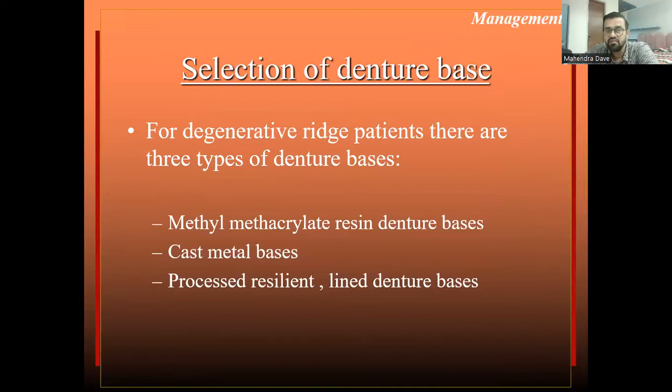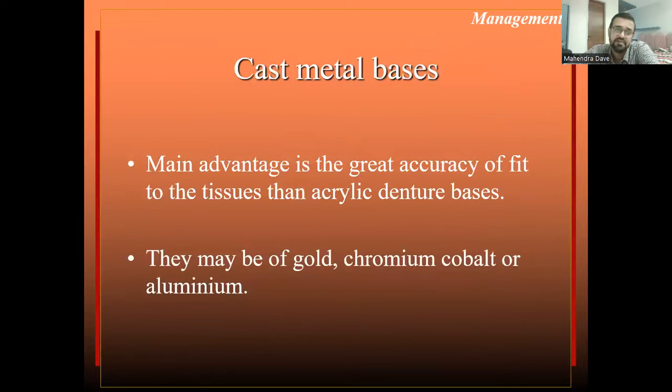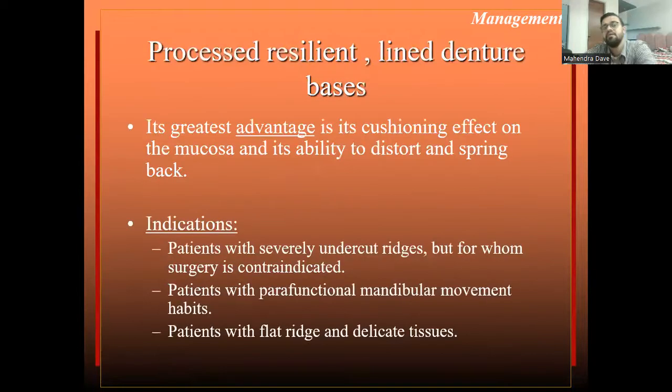For degenerative ridge patients, there are 3 types of denture bases: a methyl methacrylate resin denture base, a cast metal denture base, or a processed resilient liner denture base. Cast metal base. The main advantage of this is its greater accuracy of fit to the tissue than acrylic denture bases. They may be of gold, chromium, cobalt, or aluminum.